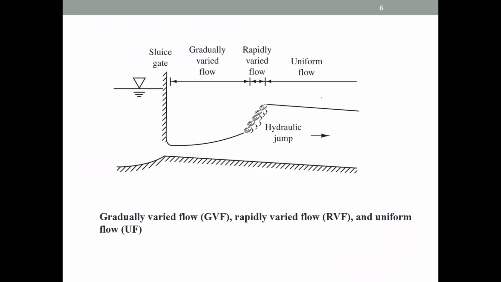Now, as I said, when the flow rate is changing, also when the flow becomes non-uniform, then the flow may change gradually, or it can change rapidly, right? Or it may become a uniform flow. So we should be able to understand how the water depth changes according to this flow characteristic, right? That is the most important thing.